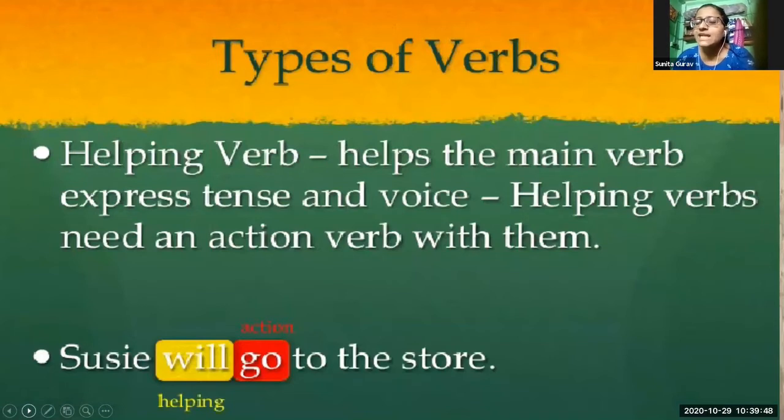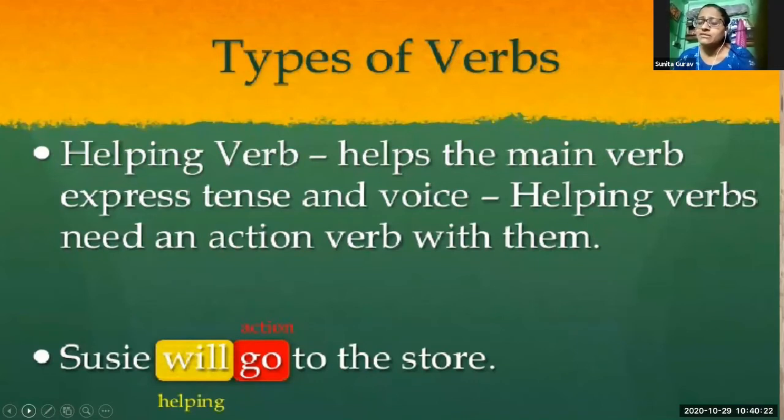Helping verbs need an action verb with them. That means there are three types of verbs that we have seen: action verb, linking verb, helping verb. Now, linking verbs can act independently, but action verbs and helping verbs work with the help of each other. Helping verb always needs the main action verb.